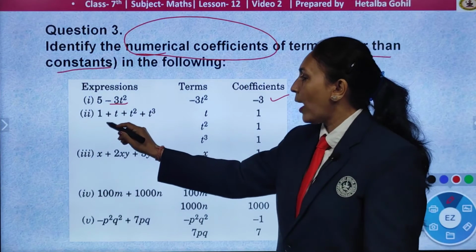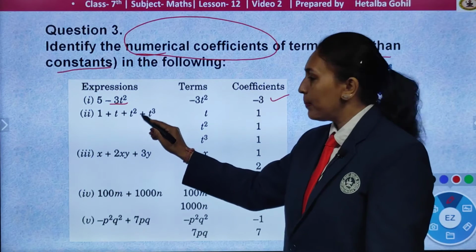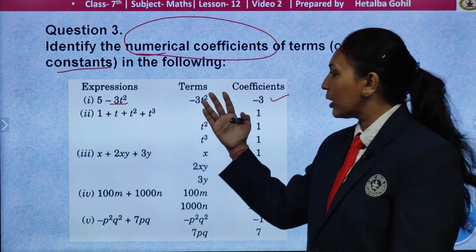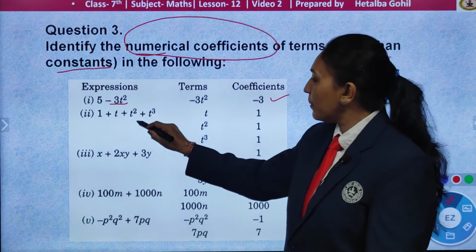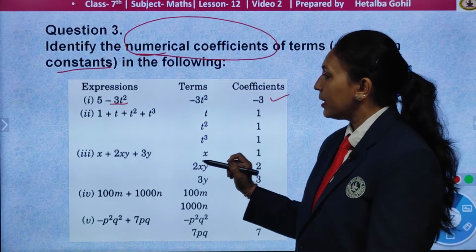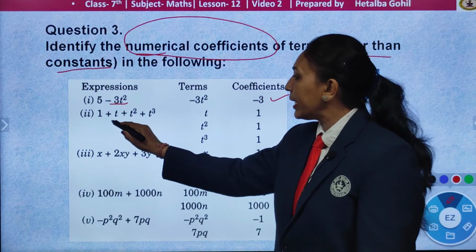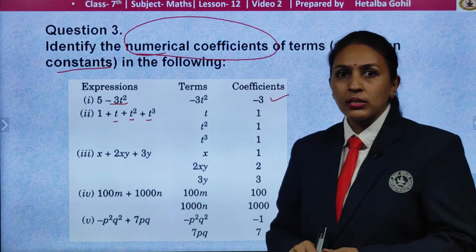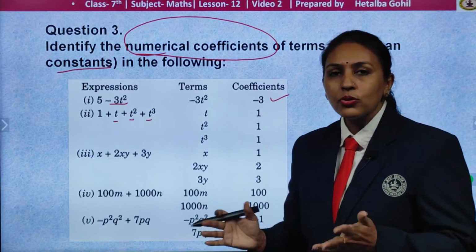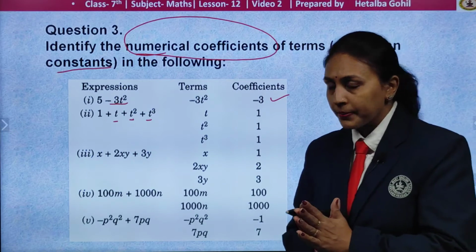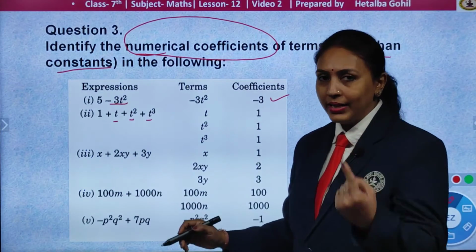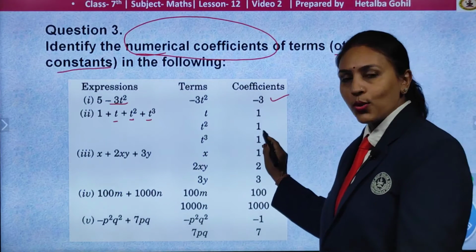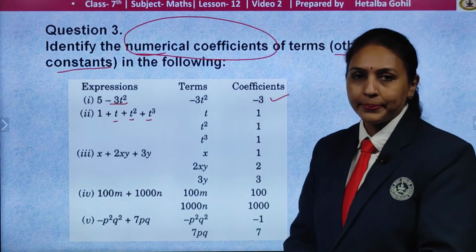Similarly, second one: 1 plus t square plus t raised to 3 or t cube. You can say both, t raised to 3 or t cube. Which are the terms with numerical coefficient, children? Here, as the constant we don't have to take, t square and t cube have the numerical coefficient. Now you will ask, miss, where is the number over here? As I told you, whenever you do not have any coefficient, we always take it as 1, and 1 is a number, right? So here the coefficient of t is 1, t square also 1 and t cube also 1.